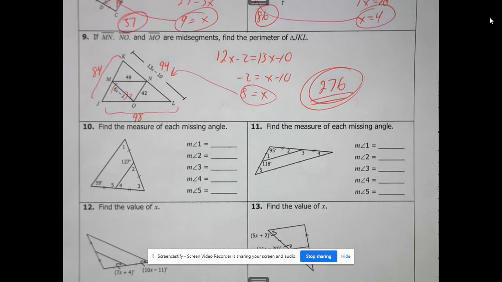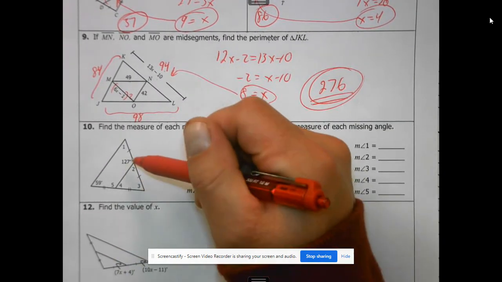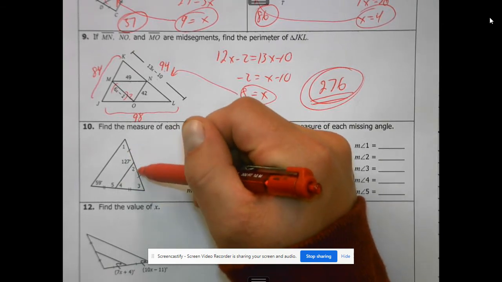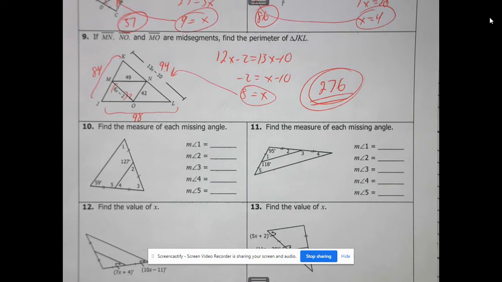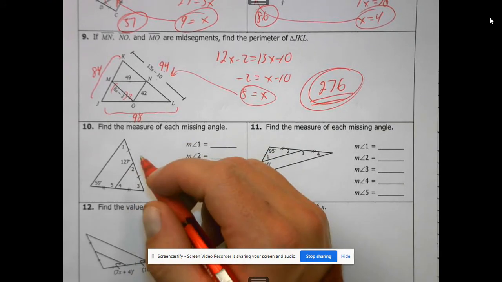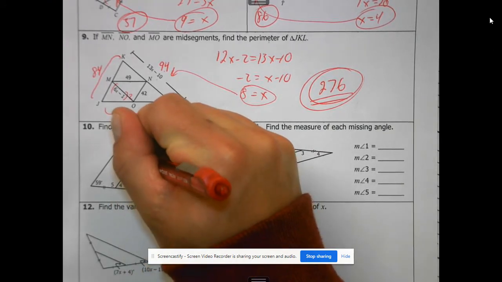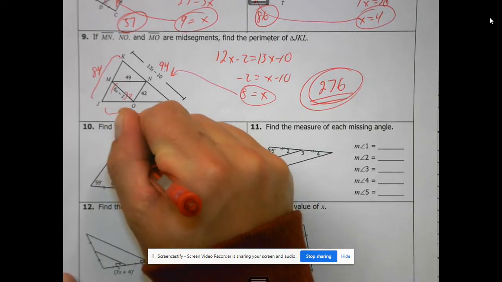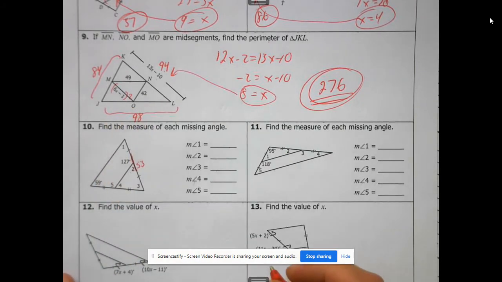The next section, we have to remember some consecutive interior angles. We have to talk about supplementary, corresponding, all that stuff from, I believe, chapter 2. So we'll go through these real quick here, finding all the missing angles. I'll do angle 2 first. Remember, angles on a straight line have to add up to 180. So if I take 180 minus the 127, that's going to give me 53. So angle 2 is 53.